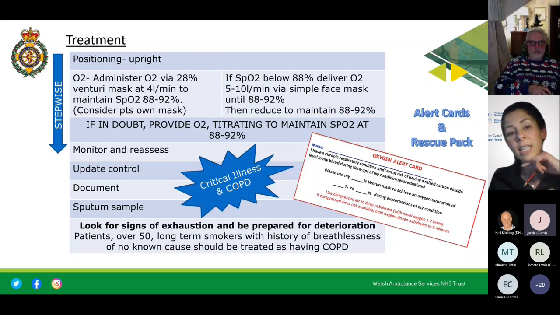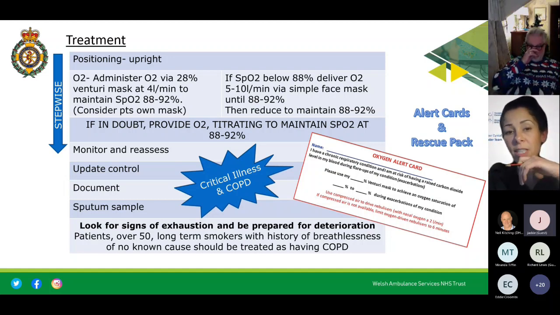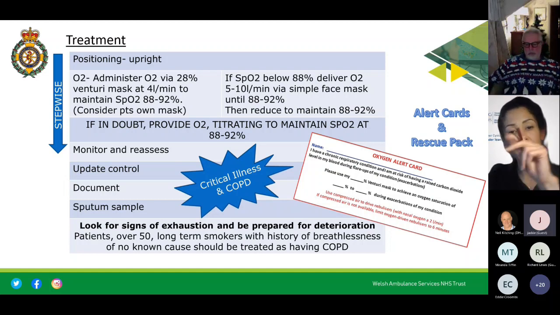We mentioned it in the CPD course of changing the little screen on your SATS probe to be landscape rather than portrait. So you get that nice waveform rather than just the up and down monitor going on. If you've got a really good waveform, it's a good indication that you're getting a reliable reading. So do, if you can, change it to landscape. It will give you a much better idea of what's going on.